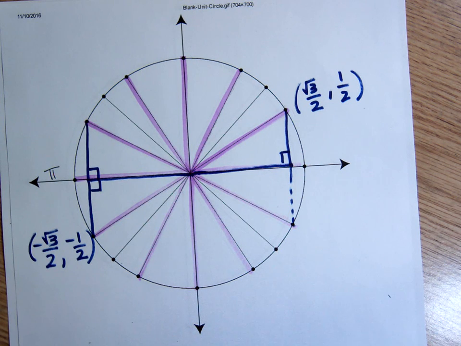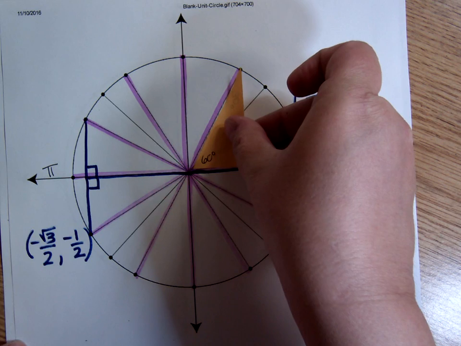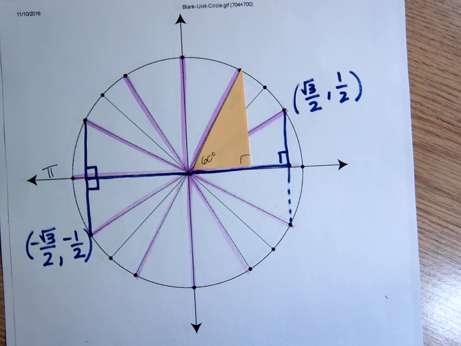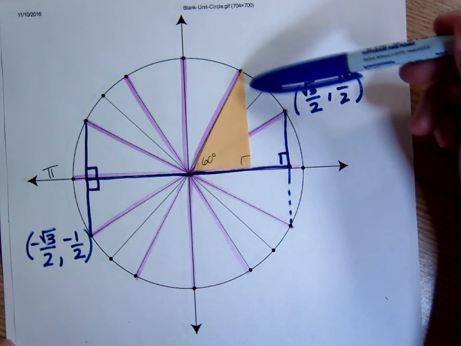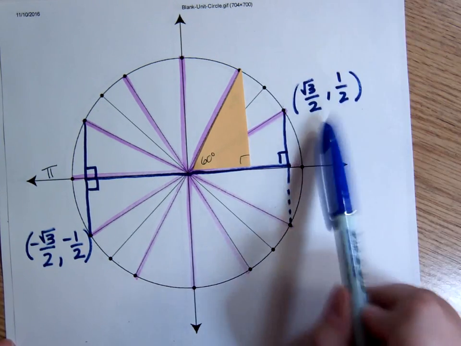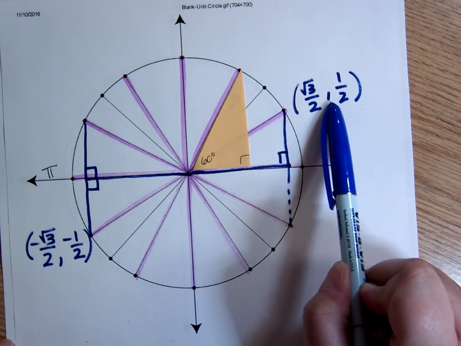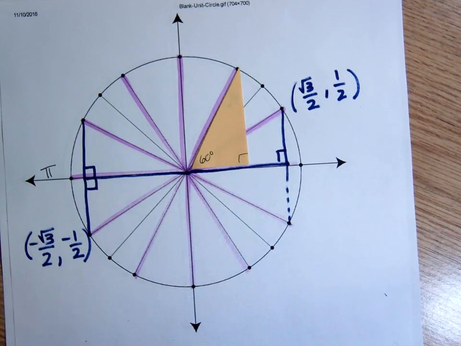Then we've got these other ones that have the reference angle of 60 degrees. Okay, this time the triangle is turned the other way so that the shorter leg is the x value and the longer leg is the y value. That's why it's the same coordinates, just switch places. So shorter leg first, so that's 1/2.